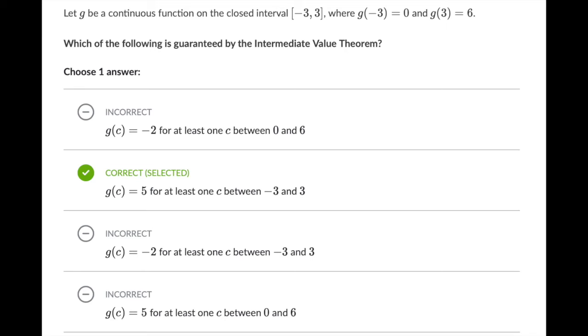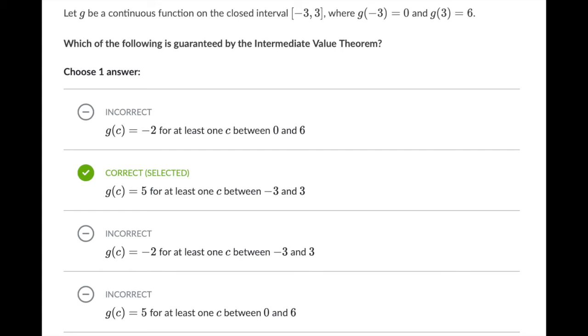Let's check the third choice. g(c) is -2 for at least one c between -3 and 3. The interval is correct. However, we don't know if the function is increasing or decreasing on -3 to 3. So we are not sure if -2 is in between 0 and 6, so we can't say anything.